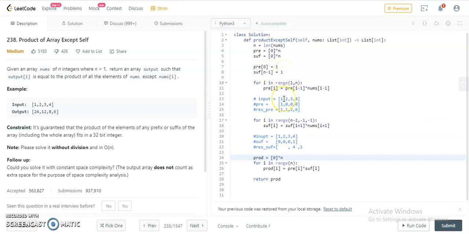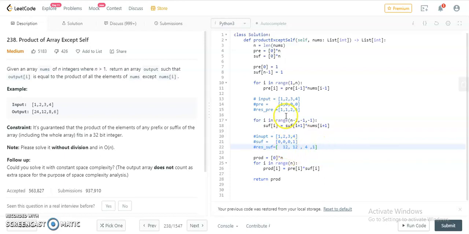Why I'm doing this, I will let you know. This is our input array and this is our prefix array which I have initialized till this. If I compute the resultant prefix array, prefix of i would be prefix of i minus 1 into nums of i minus 1, that would be 1. For this, 2 into 1 is 2, and for this 3 into 2 is 6, right? The same goes for the suffix part: it would be 24, 12, 4 and 1.